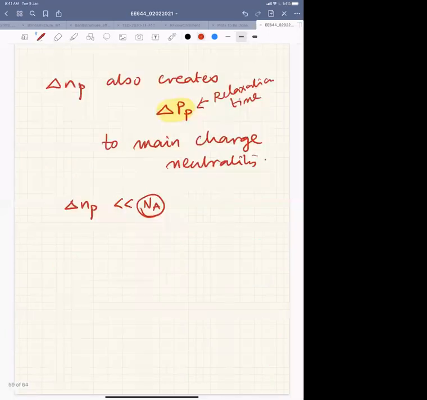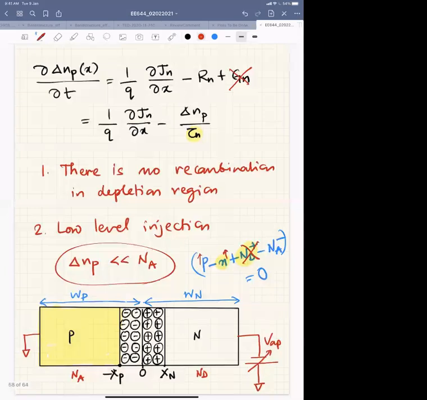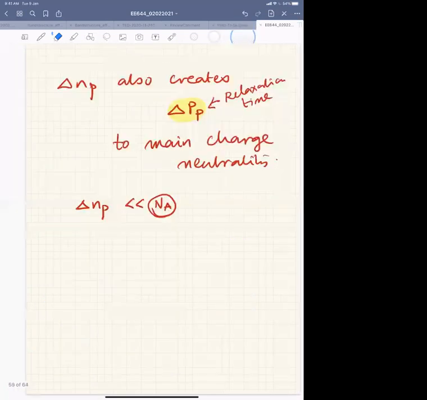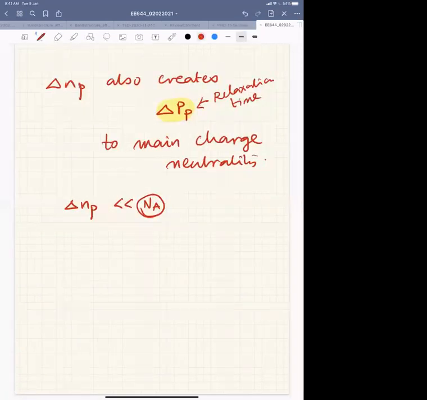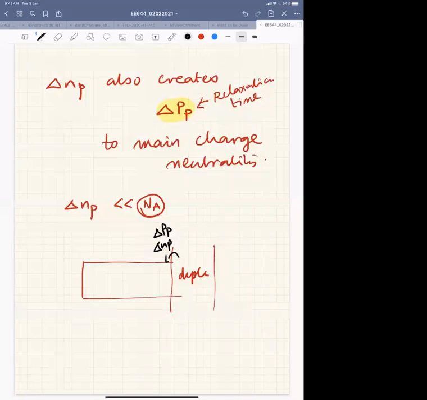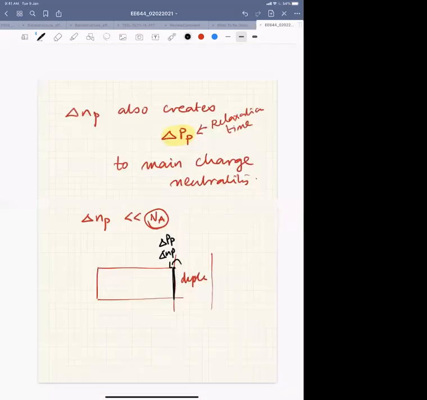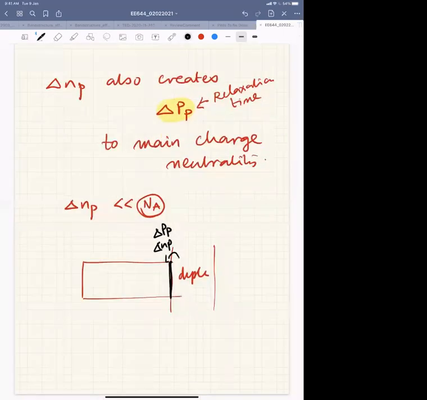The only issue is if there is a majority carrier gradient. I think this part has to be very clear. Let's say this is my depletion region, and I'm injecting a delta NP here, and here also I have some delta PP. I do not want a majority carrier gradient, and this majority carrier gradient can be avoided in the low level injection condition.